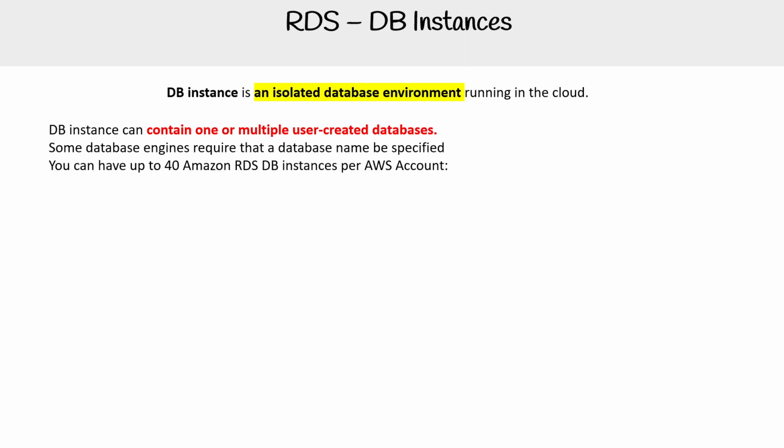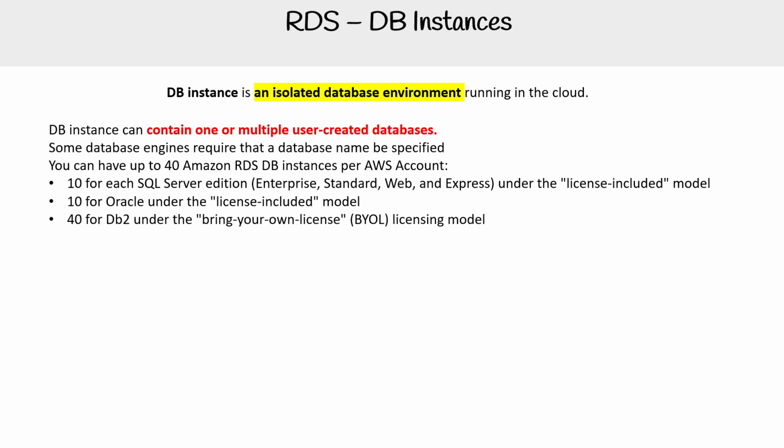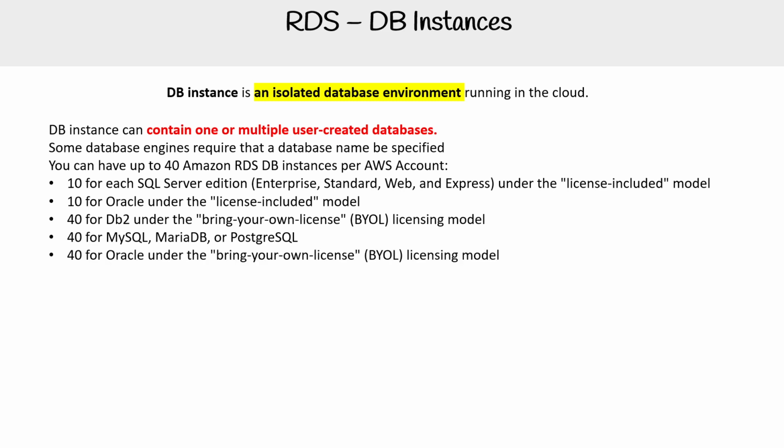You can have up to 40 RDS DB instances per AWS account: 10 for each of the SQL Server editions, 10 for Oracle under the license included model, 40 for DB2 under the bring your own license model, 40 for MySQL, MariaDB, Postgres, and 40 for Oracle under the bring your own license model. So yeah, it's what you want to utilize out of that number set, okay?